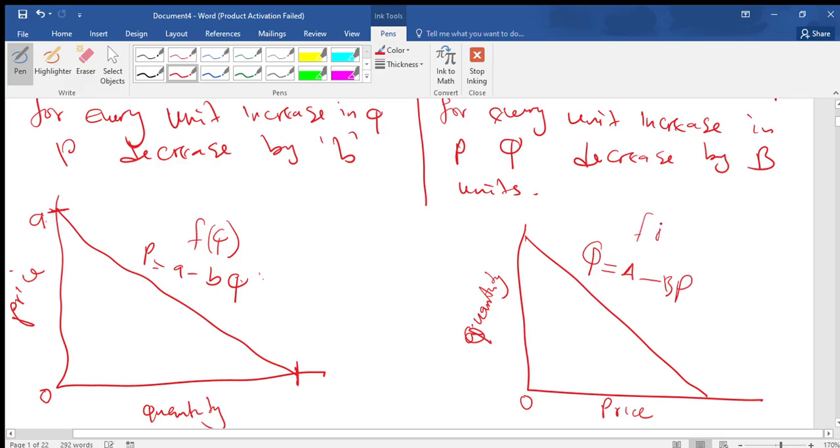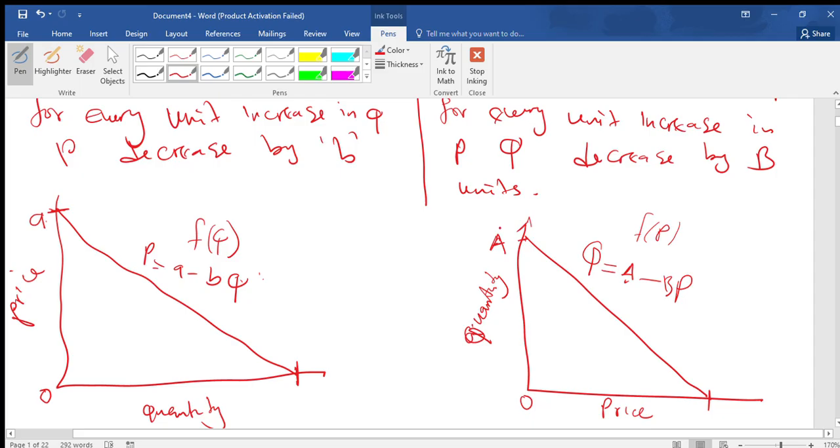So every time we have a function in the form of f of P, it is encouraged that you take the vertical axis to have the quantity and the horizontal axis to have the price. Which means that this particular point will be the quantity intercept, which is the capital letter A there, and this will be the price intercept. So this is the arrangement of whatever we have there.